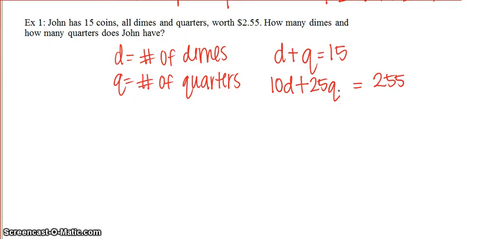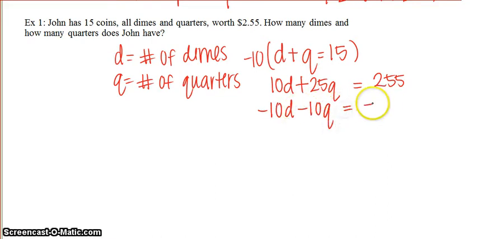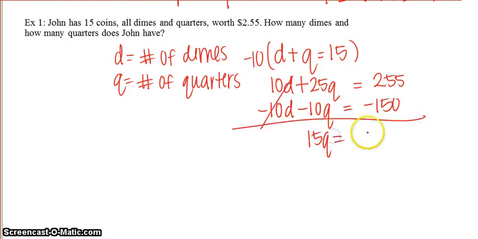Now I can solve. I want to use the elimination method. You can use either one. I'm going to multiply the first equation by negative 10, and I'm going to write it just below the second equation. So I'm going to have negative 10D minus 10Q equals negative 150. So now I can add these together. That cancels. I'm left with 15Q equals 105. Now I'm going to divide both sides by 15. And I get Q equals 7.